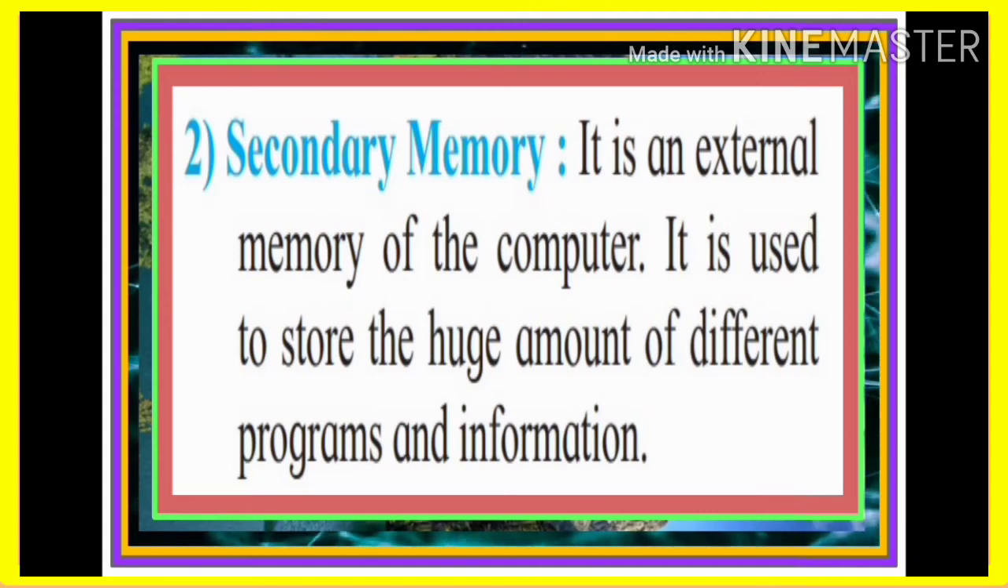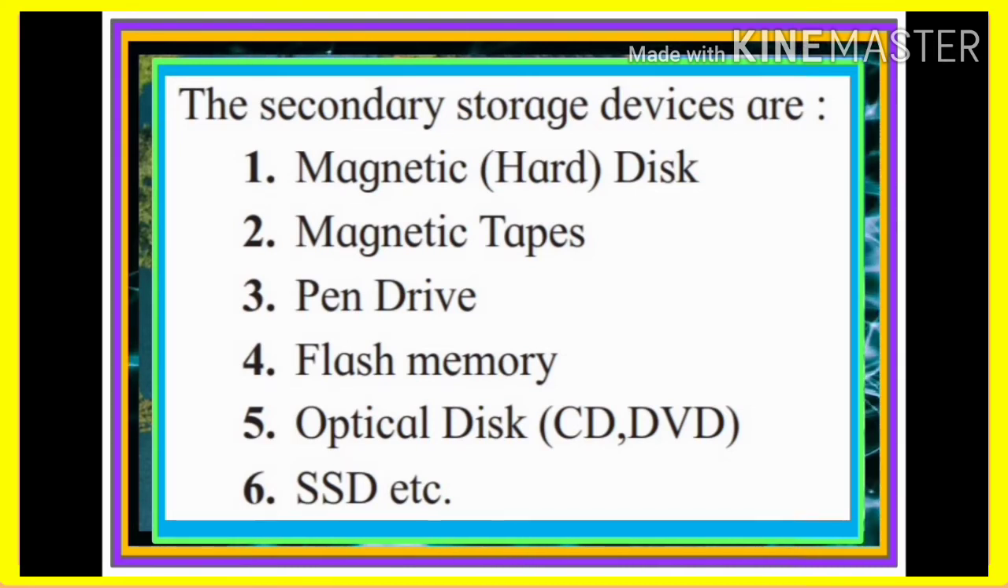The next type of memory is secondary memory. Secondary memory is an external memory of the computer system. It is used to store a huge amount of different programs and information. The examples of secondary storage devices are magnetic disk, that is hard disk, magnetic tapes, pen drives, flash memory, optical disk, that is CDs, DVDs, and SSD. SSD stands for solid state drive. All these secondary storage devices are used to store a huge amount of data. As compared to the primary memory, the storage capacity of secondary memory is high.